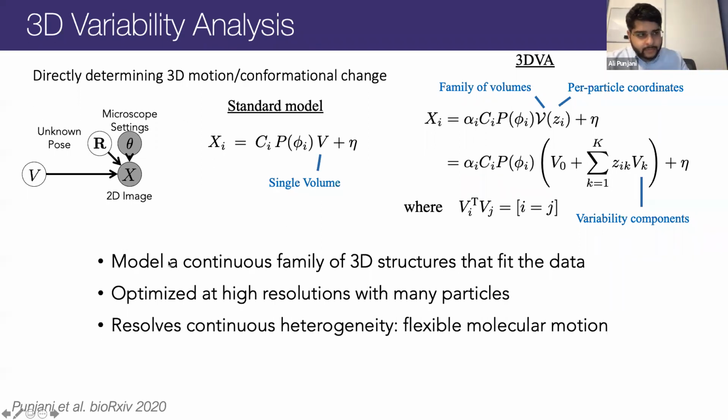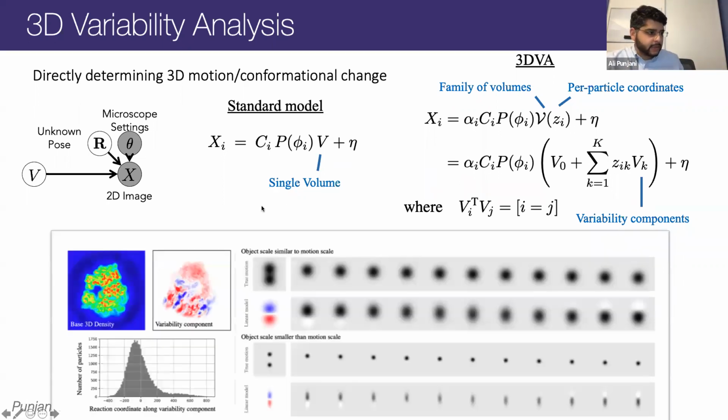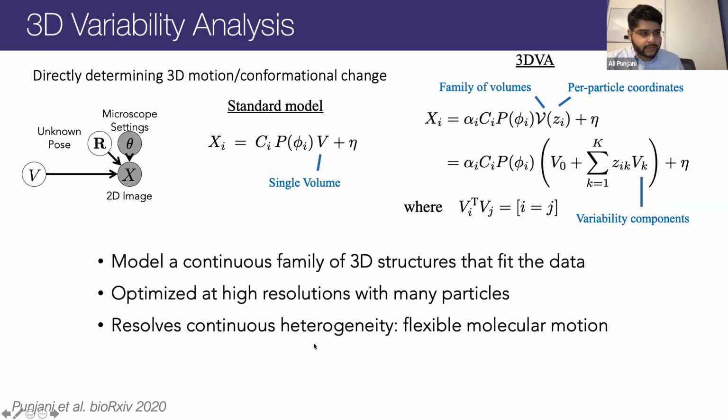So what we've done in 3D variability analysis is solve that problem, find a way to optimize and fit and infer those variability components with a high degree of accuracy at high resolution with lots of particles in a computationally efficient way, using full CTF correction and all the different poses that we could have. And what that ends up giving us is a method that can resolve continuous heterogeneity and flexible molecular motion.